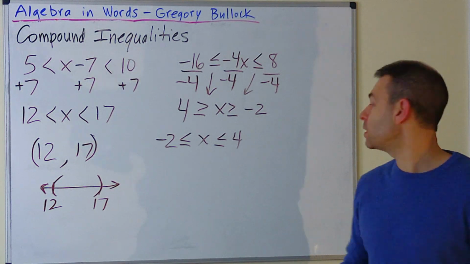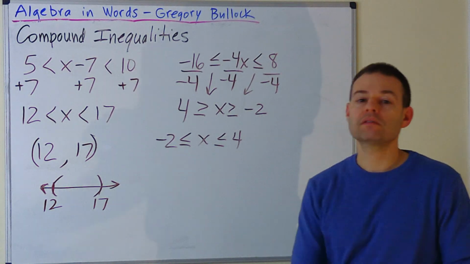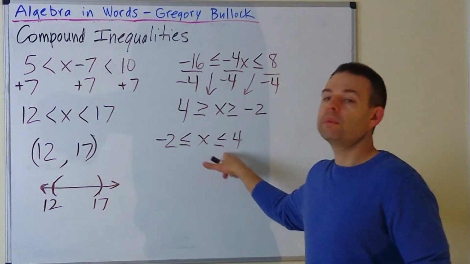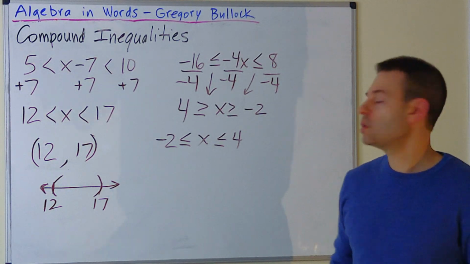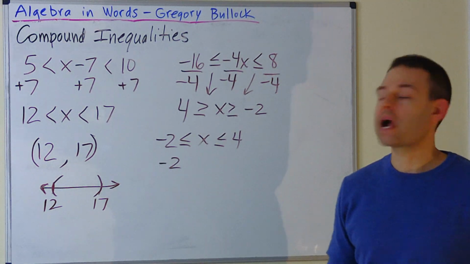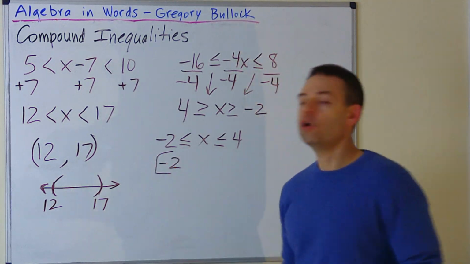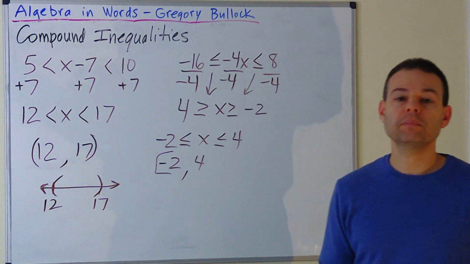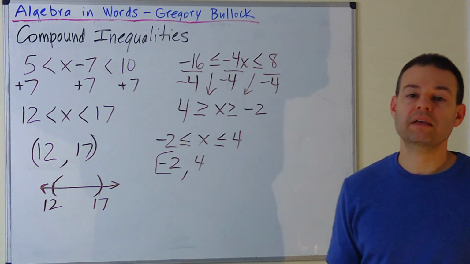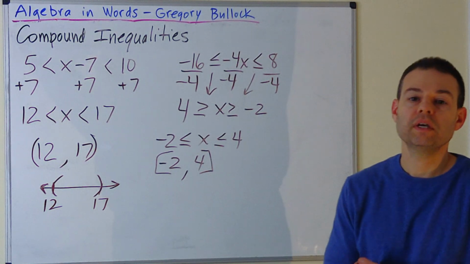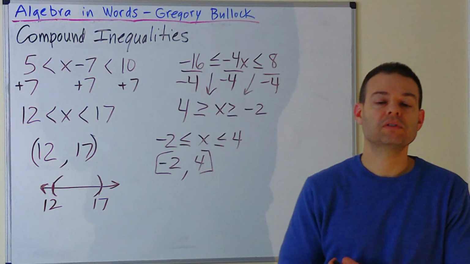Before we end this video, now that we have this, let's write it in interval notation. These are both inclusive symbols, so we're going to put the lower number on the left with a bracket open to the right, comma, the higher number, and then a bracket open to the left. And that's our answer in interval notation.